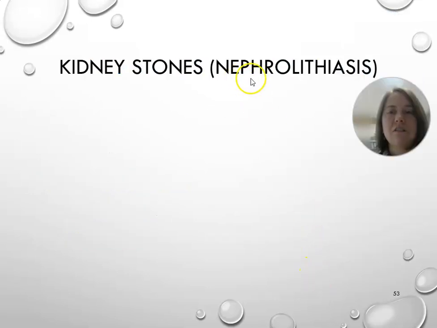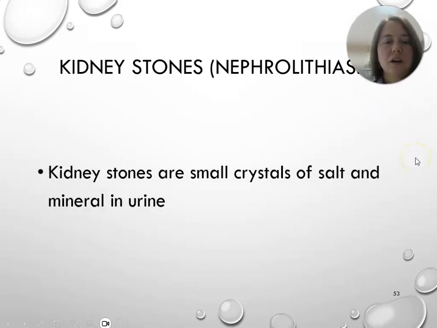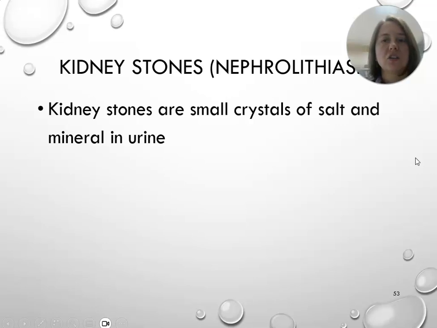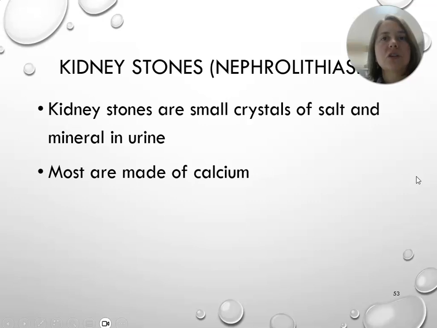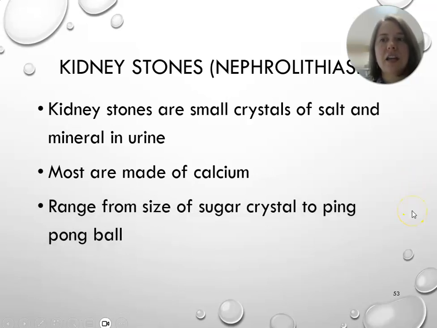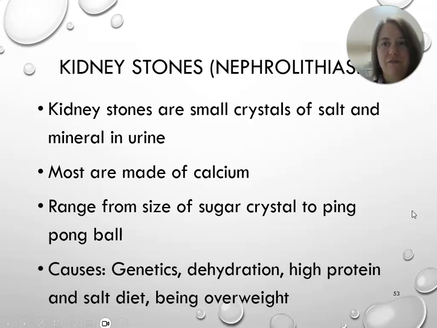Okay, we're going to talk about nephrolithiasis, or kidney stones. So what are kidney stones? They are little crystals of salts and minerals in your urine. And they are usually little crystals of calcium that kind of crystallize out of solution, and they can cause problems because they are not liquid. They range from the size of a sugar crystal or smaller to a ping pong ball. So if you imagine a ping pong ball coming out of your urethra, that would be quite painful.